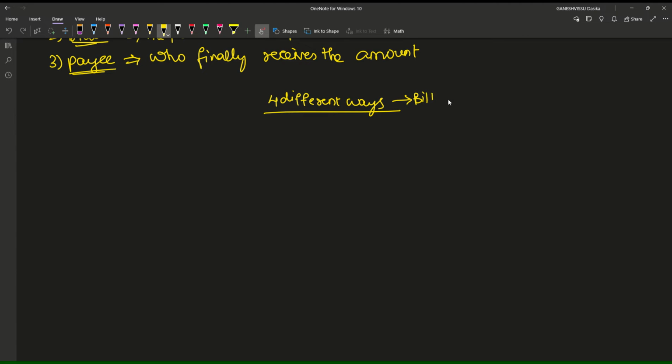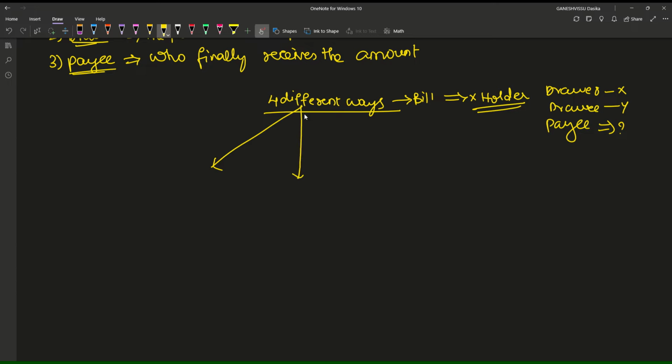Who is the holder of the bill? We can say X is the holder. Why X is the holder? Because drawer would be X and drawee would be Y. And we cannot decide who is the payee. We don't know who is the payee here. So there are four different ways. I'm drawing some arrows for those four different ways.